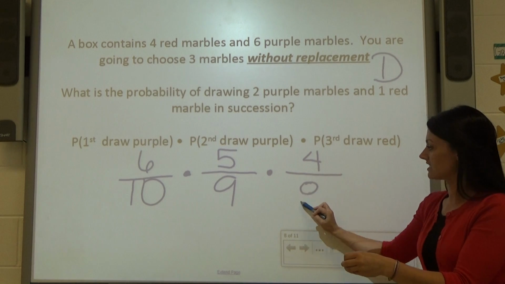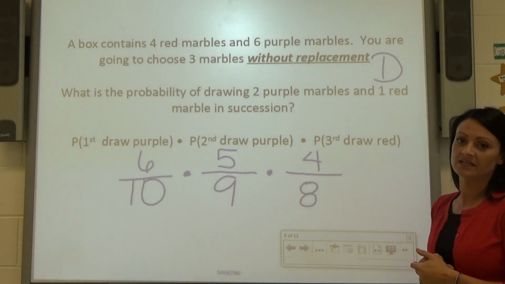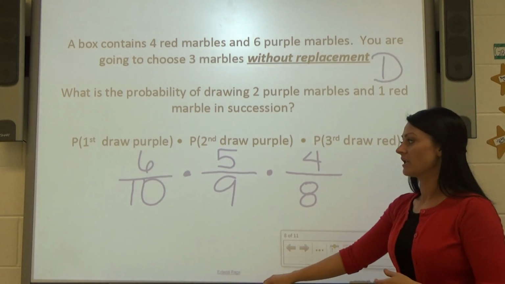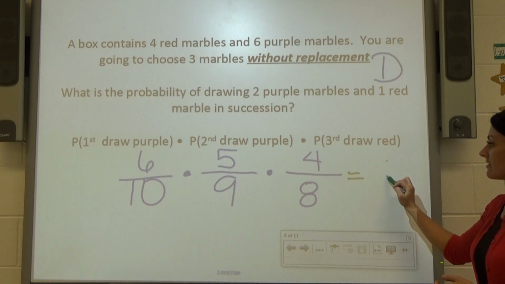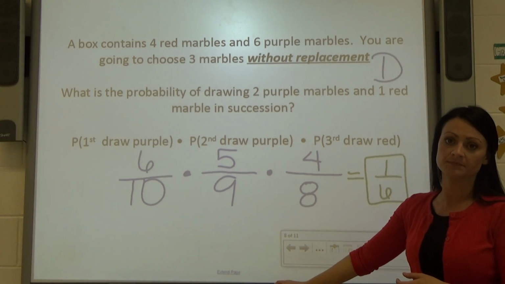And because I've taken that second purple marble and set it aside, I've now dropped down the number of marbles in the box to 8. And if you multiply this out all together, it simplifies to give us 1/6.